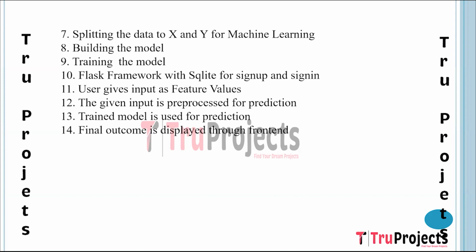Final outcome is displayed through front end. The final prediction outcome, indicating whether the inputted network activity is classified as an intrusion or non-intrusion, is displayed to the user through the front end of the web application. This completes the cycle of user interaction and predicting using the machine learning model.